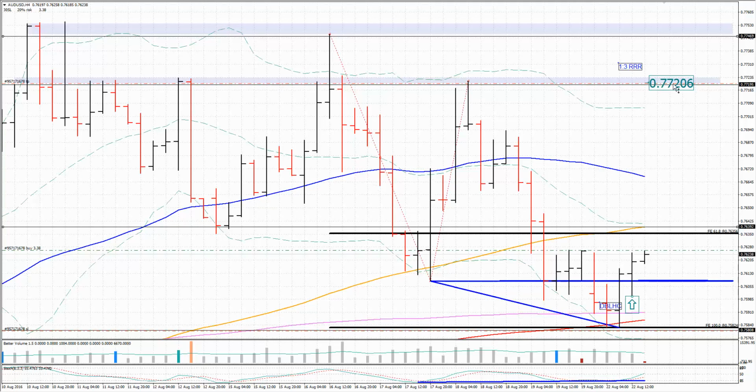I hope this will go. I have a 5% risk here, so this is not a small position, and I hope it will work. I'm aiming for a 1 to 3 ratio here.